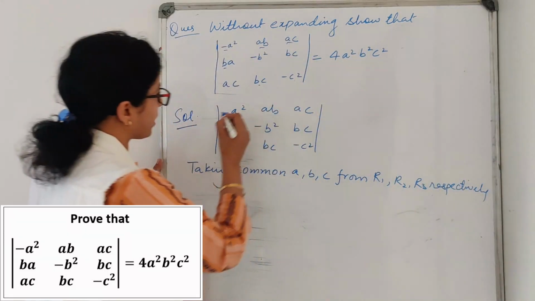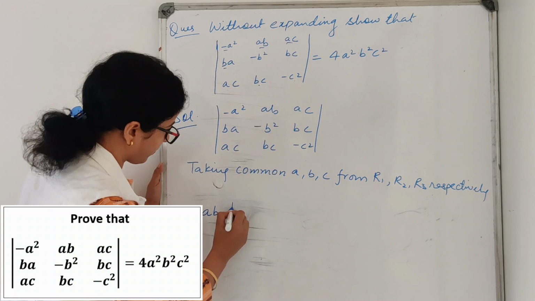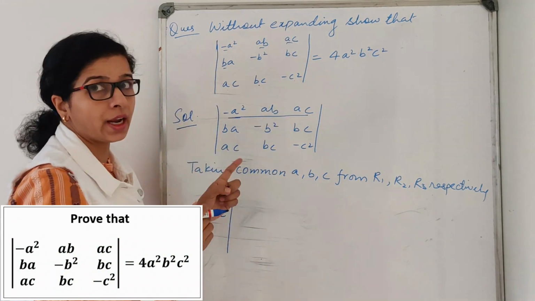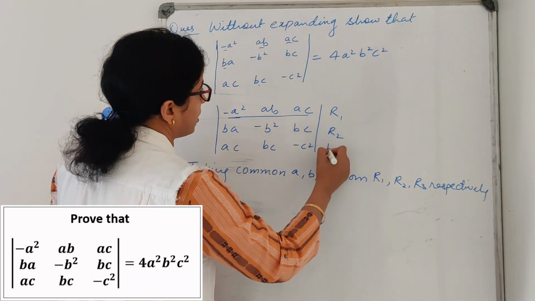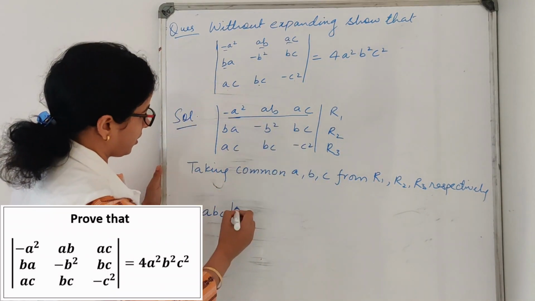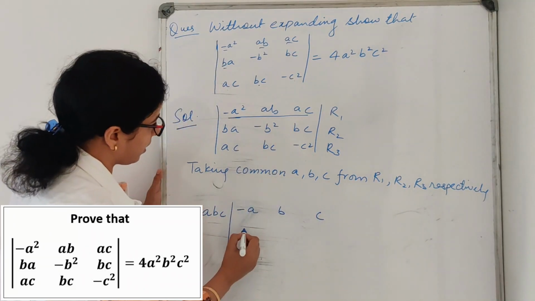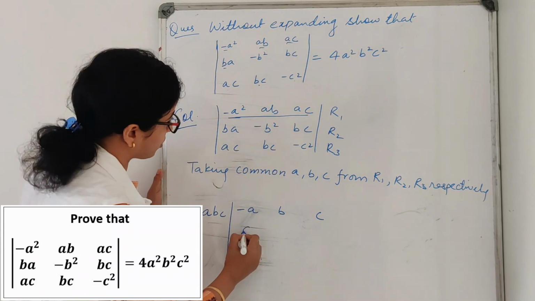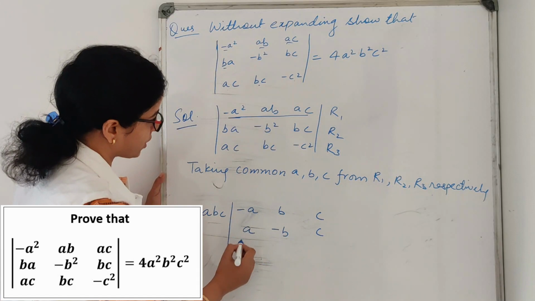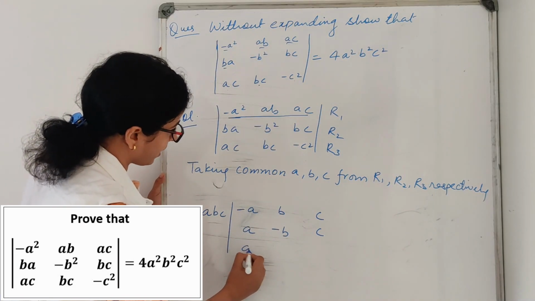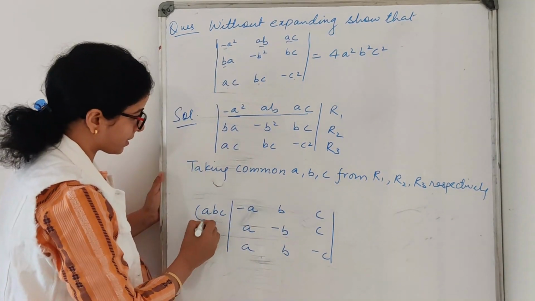Right? Okay, so take out common a, b, c. When I have taken out a common from R1, what is left? See, this is my R1, R2, R3. So minus a, b, c. Here I am taking out b common, so a minus b, c. From here I am taking out common c, a, b minus c. Is this thing clear?